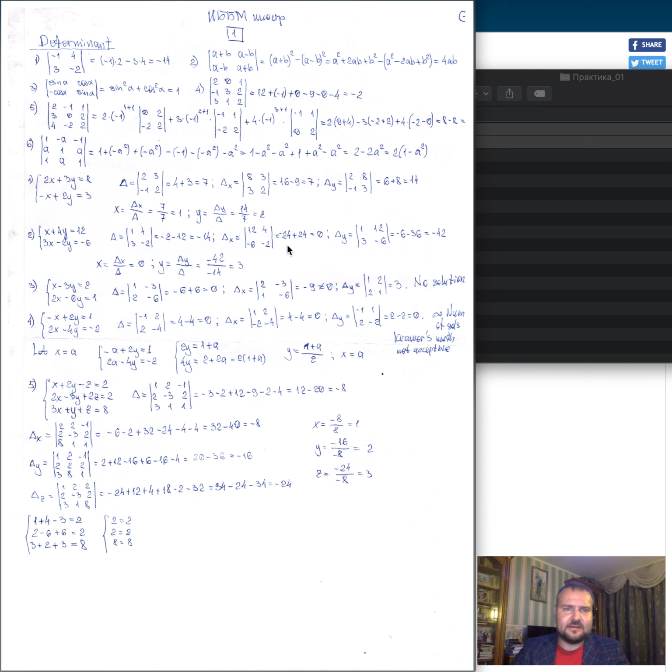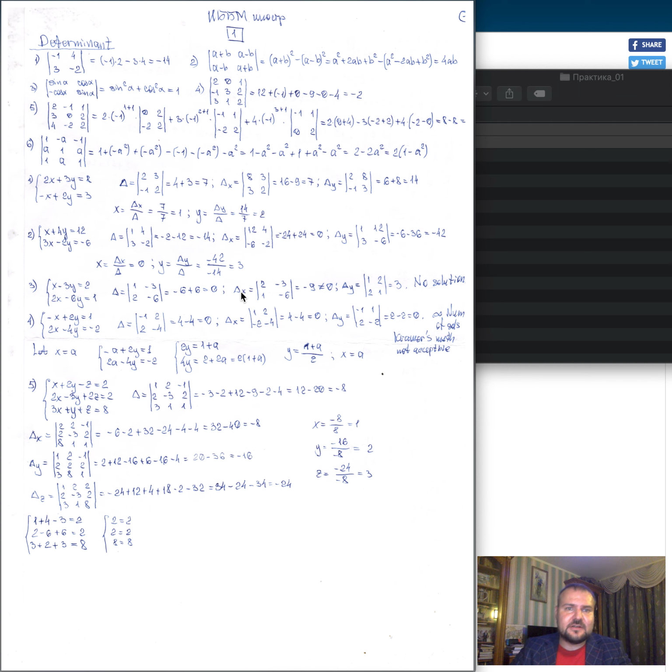Other cases, special cases. For example, this system, some exceptional cases: 1x minus 3y equals 2, 2x minus 6y equals 1. We calculate the main determinant of the values 1, minus 3, 2, minus 6. The main determinant equals 0. The determinant for x will be equal to minus 9. It is not 0. The determinant for y will be equal to 3.